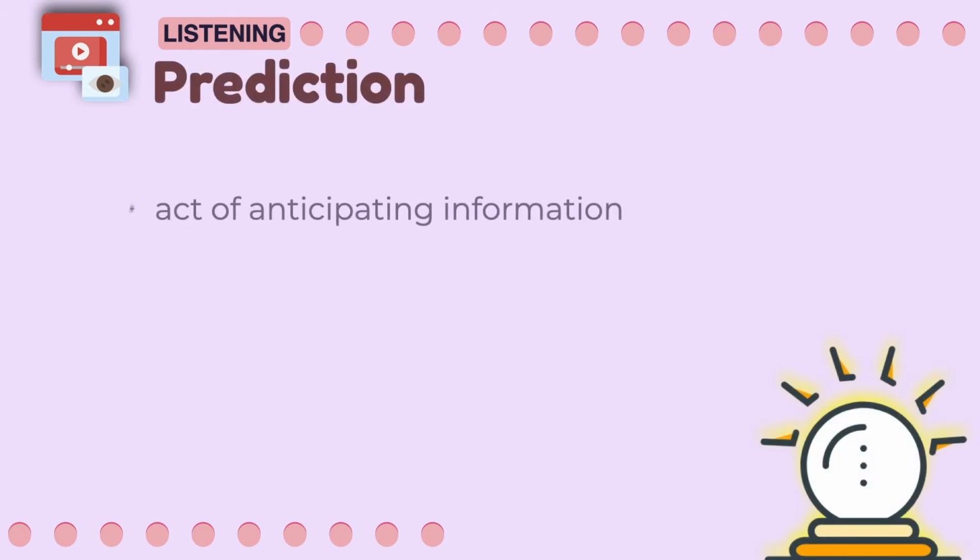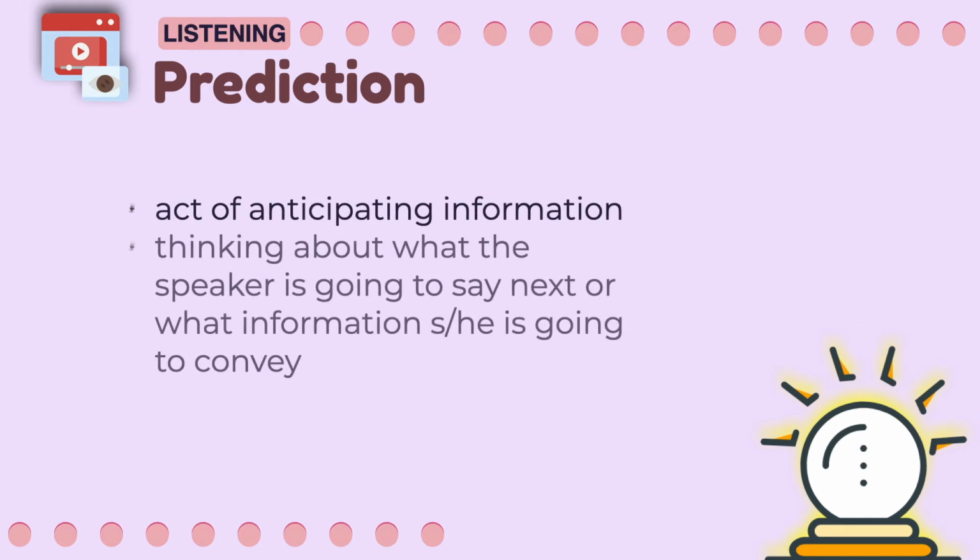Next strategy is prediction. This is the act of anticipating information. This involves thinking about what the speaker is going to say next or what information he or she is going to convey. This involves critical thinking and can help in improving one's listening and thinking skills. However, it is important for listeners not to make conclusions before the speaker finishes the talk.